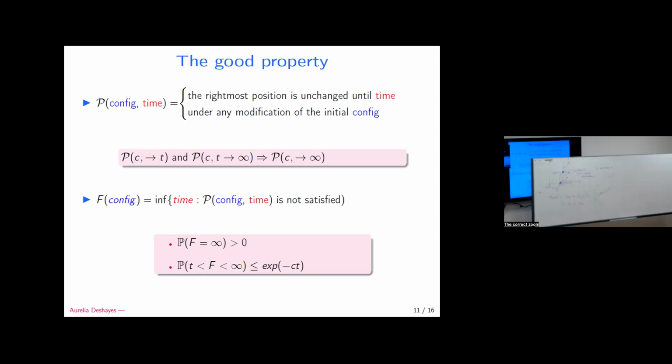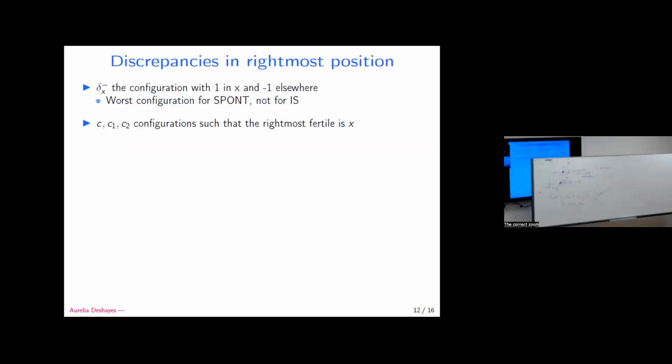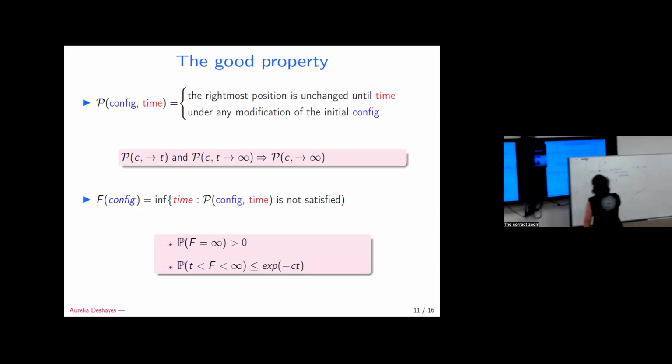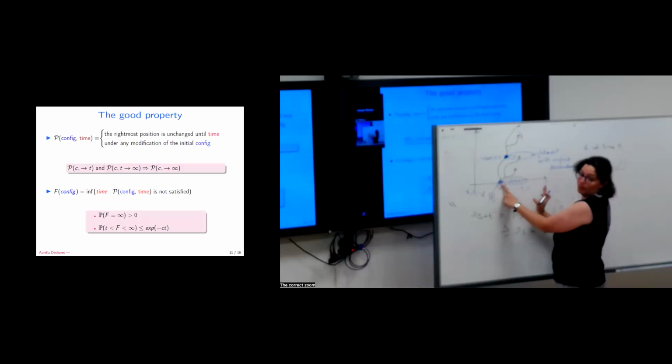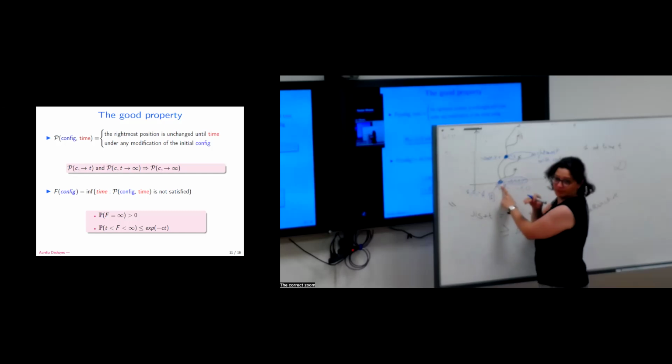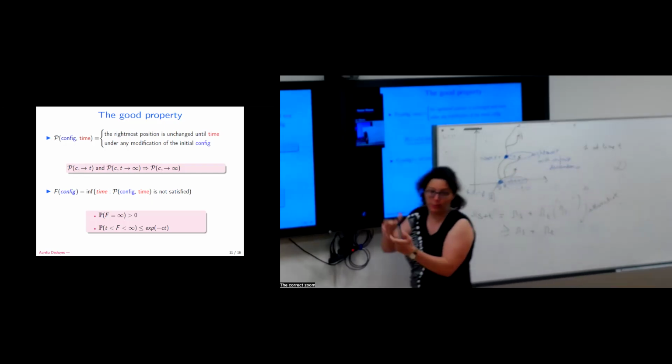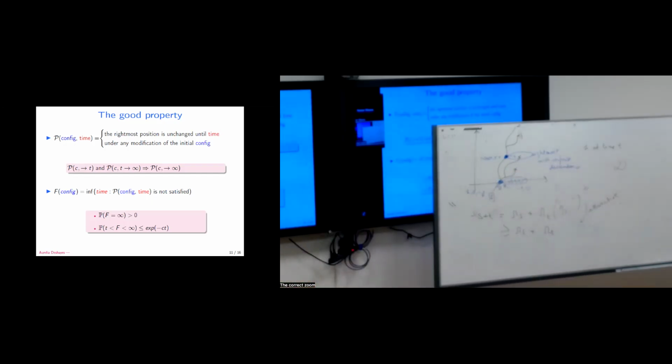Sorry, I don't understand the good event. What do you mean by any modification of the initial configuration? So here you have a 1. I can change anything here, but -1 and 0 only, and anything here. Any change, as long as I keep the same rightmost at the beginning. Is this for both spawn and IS? Yeah.